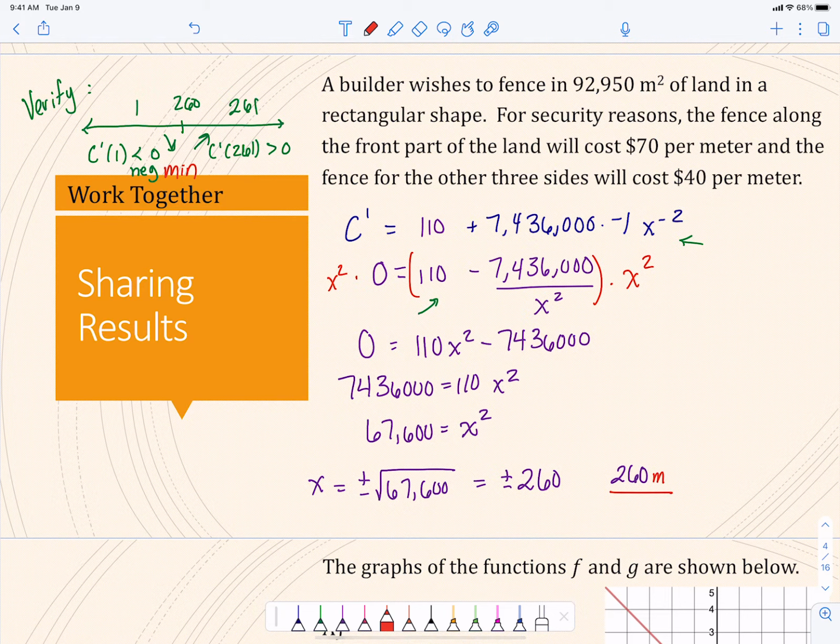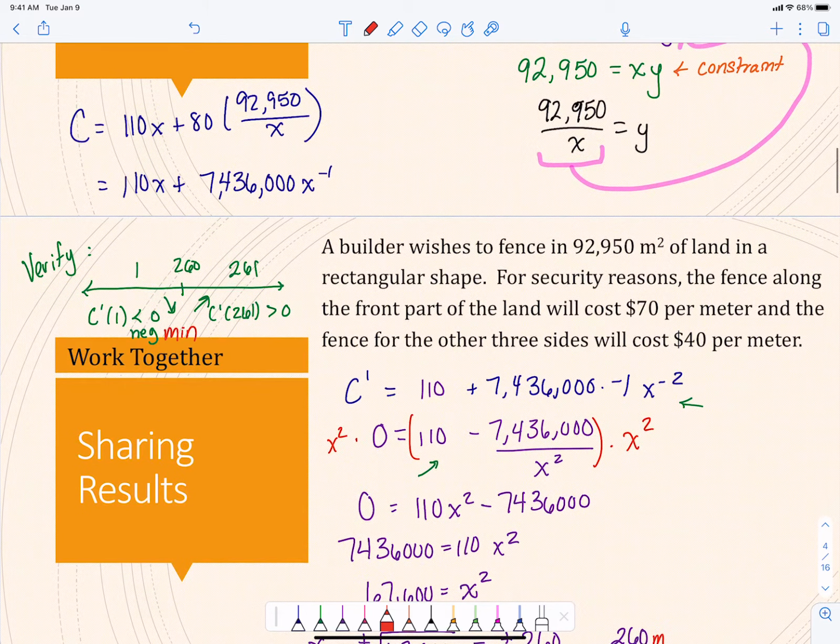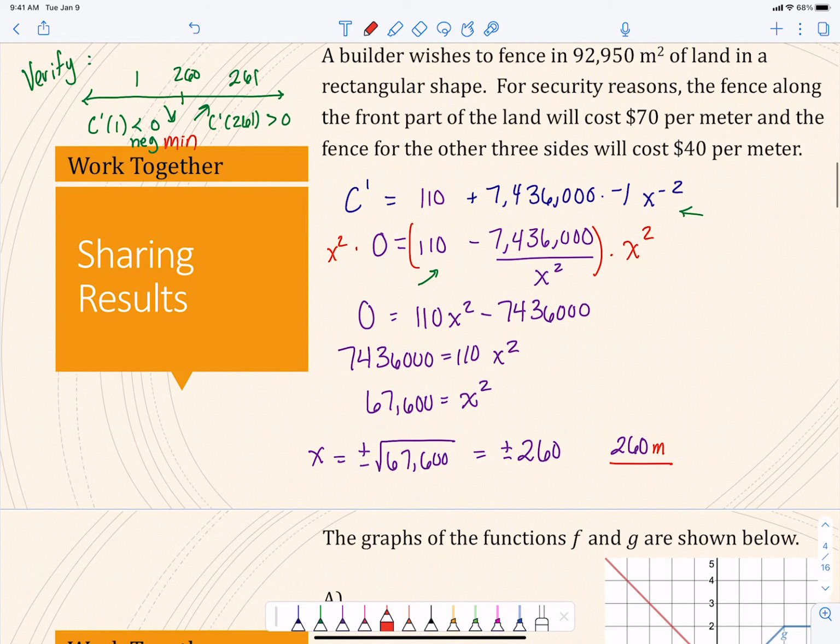So that is going to be the length of the front and back of our fence. If we want the y value, we can go back up to our constraint. So x is equal to 260, and y is going to be equal to that 92,950 divided by 260.